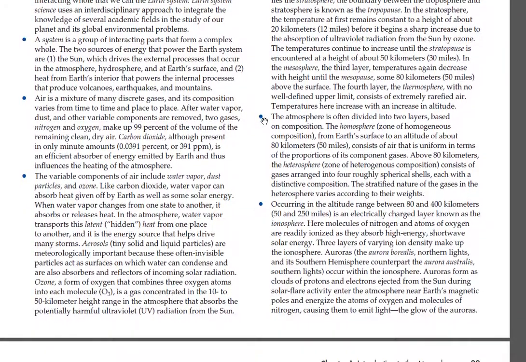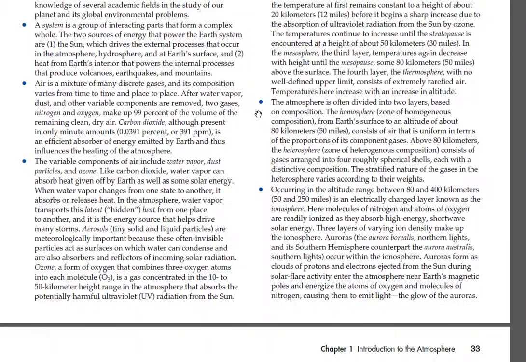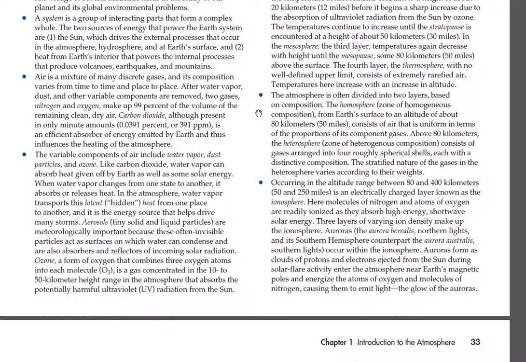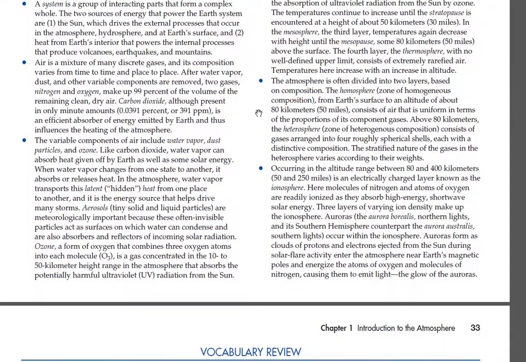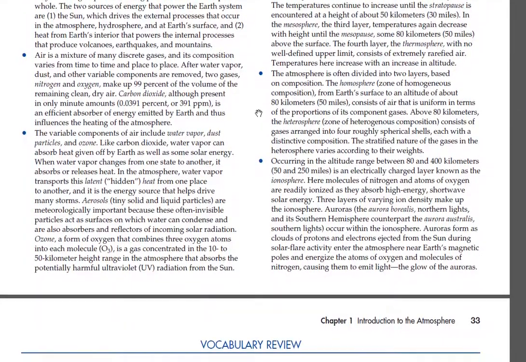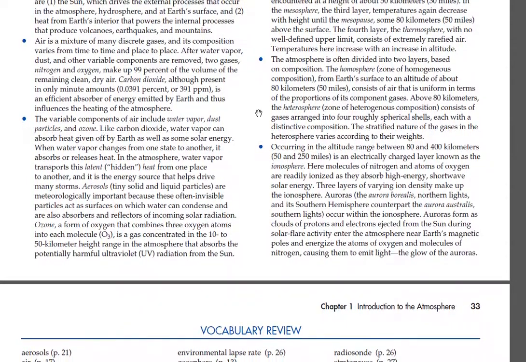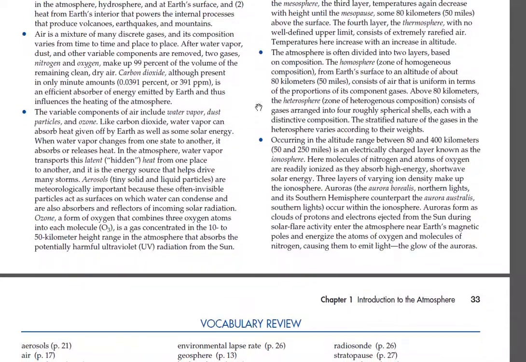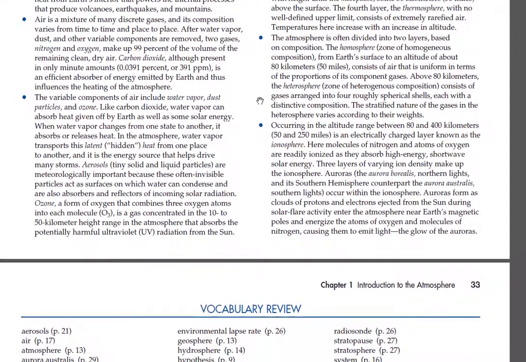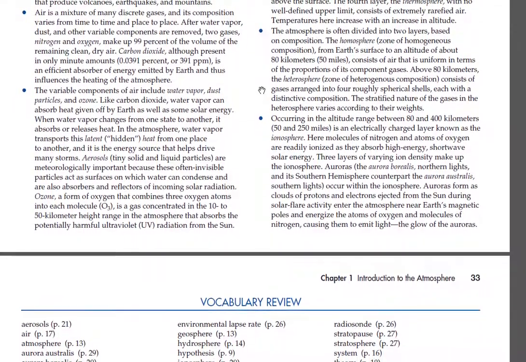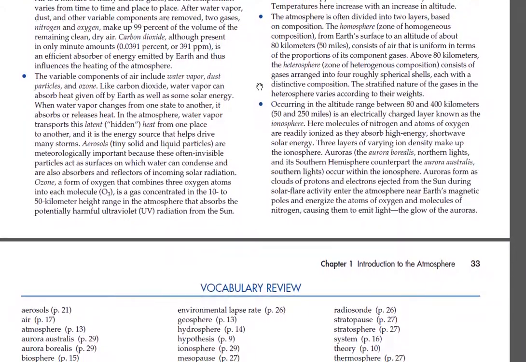The atmosphere is often divided into 2 layers, based on composition. The homosphere, zone of homogeneous composition, from Earth's surface to an altitude of about 80 kilometers, 50 miles, consists of air that is uniform in terms of the proportions of its component gases. Above 80 kilometers, the heterosphere, zone of heterogeneous composition, consists of gases arranged into 4 roughly spherical shells, each with a distinctive composition. The stratified nature of the gases in the heterosphere varies according to their weights.